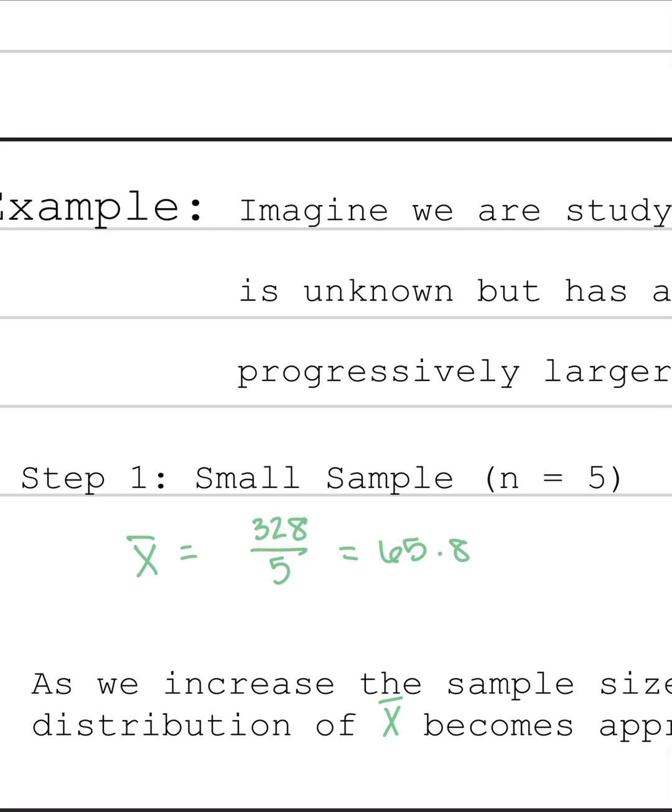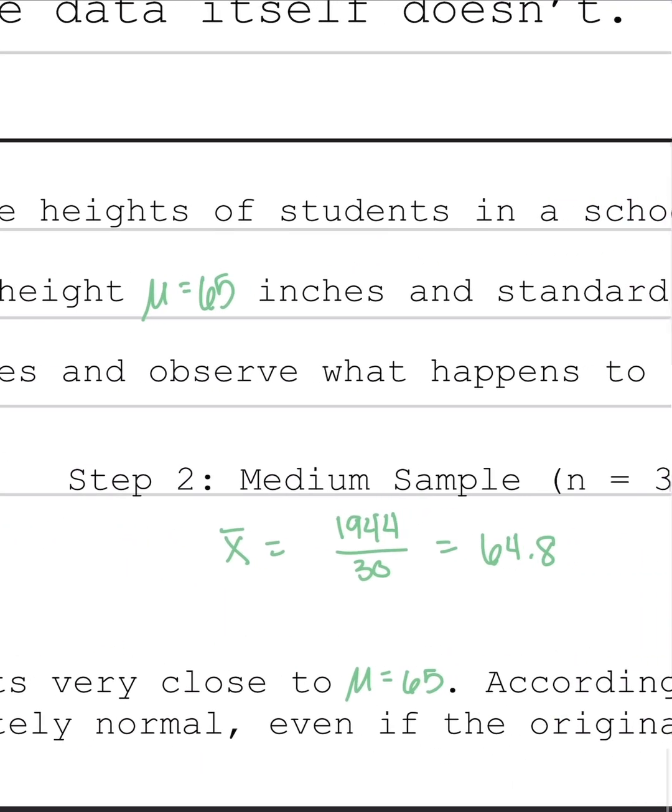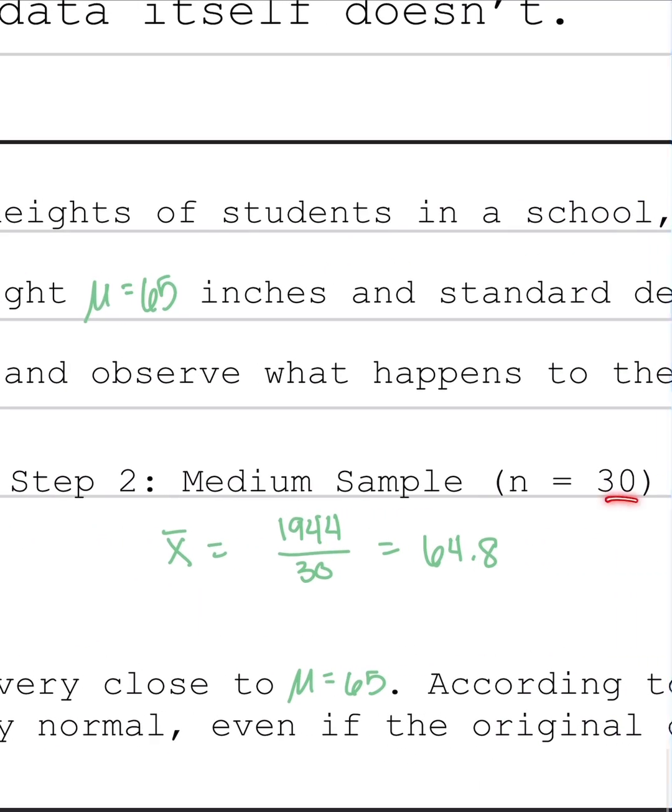Okay, so this first one. Pretend when we measured these 5 kids' heights, it added up to 328. So when you do that division, you get 65.8. Okay. When we add up these 30 kids' heights, pretend it added up to 1,944. Divide by the 30 kids, you get 64.8, which is a little closer to our mean.